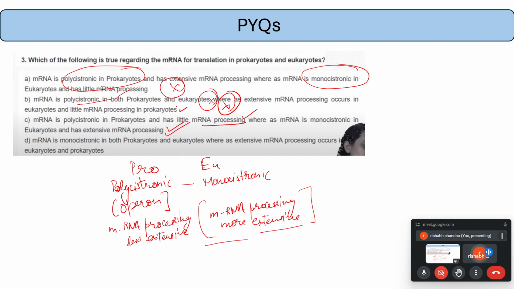And the last one, mRNA is monocistronic in both prokaryotes and eukaryotes. No, in prokaryotes it's polycistronic and in eukaryotes it's monocistronic. Whereas extensive mRNA processing occurs in both eukaryotes and prokaryotes. So this is also not correct. So the correct option is option number C or option number 3.